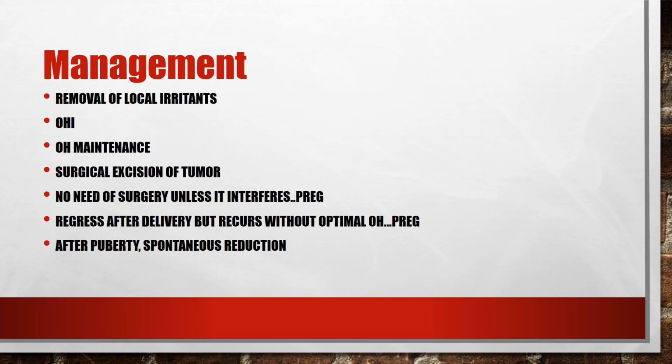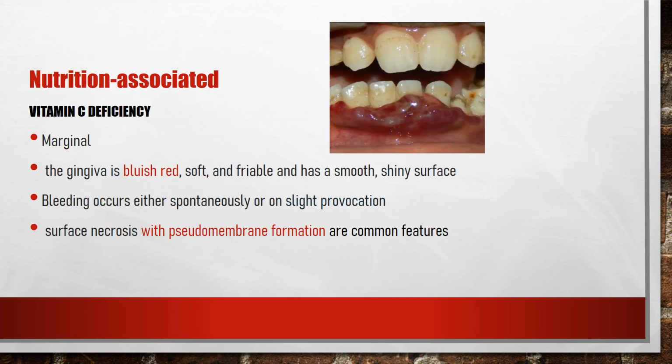And for puberty, spontaneous reduction of the gingival enlargement can be seen after puberty. Then comes nutrition associated gingival enlargement, which is mainly associated with vitamin C deficiency. Enlargement of the gingiva is generally included in classic descriptions of scurvy. It is mostly seen in the marginal region, and the gingiva appears bluish red, soft, friable and has a smooth shiny surface. Bleeding occurs either spontaneously or on slight provocation. Sometimes surface necrosis with pseudomembrane formation are more common features.